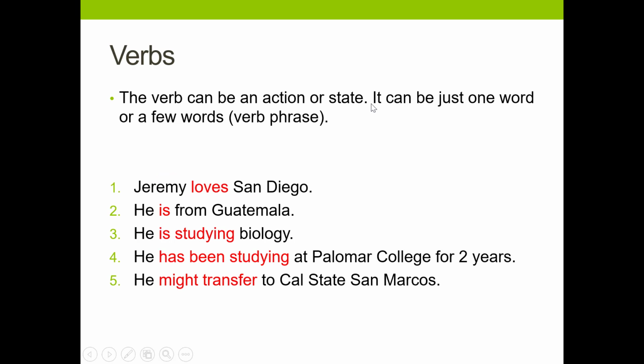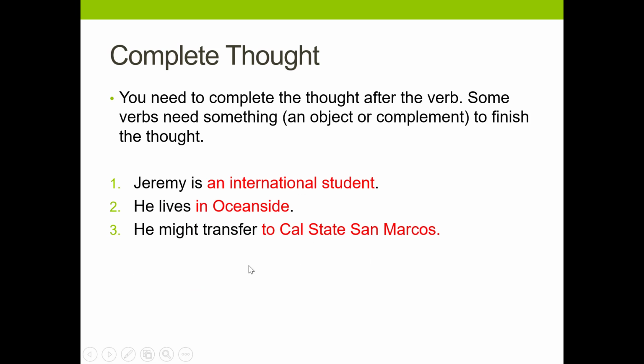The verb can be an action or state. It can be just one word or a few words, like loves, is studying, has been studying, might transfer. These are verbs. You need to complete the thought after the verb. Some verbs need something, an object or complement, to finish the thought.